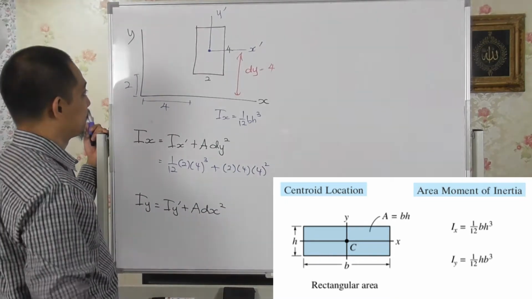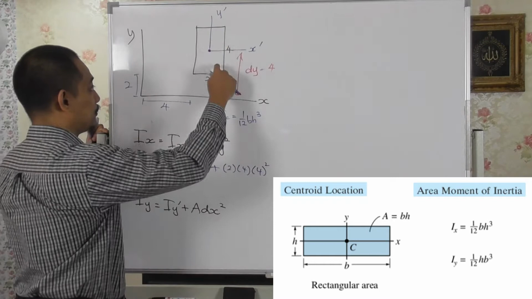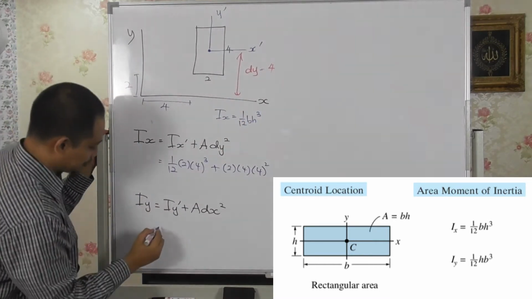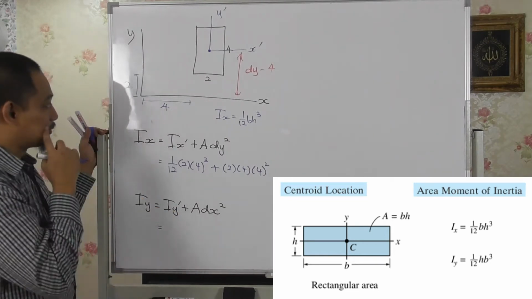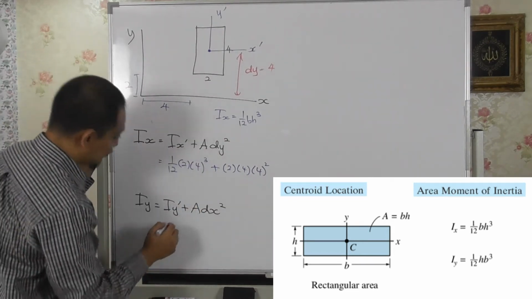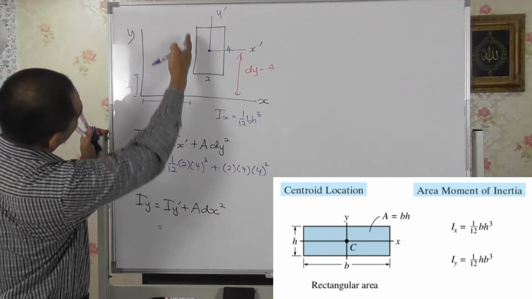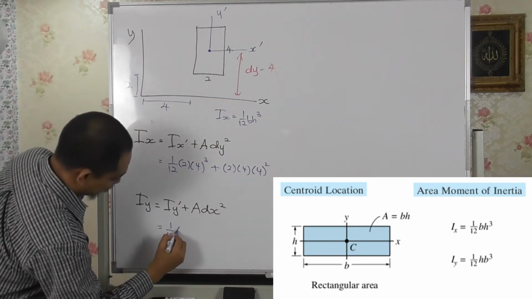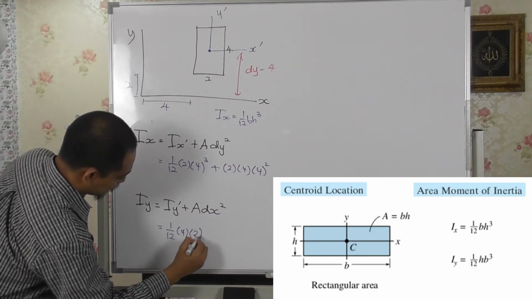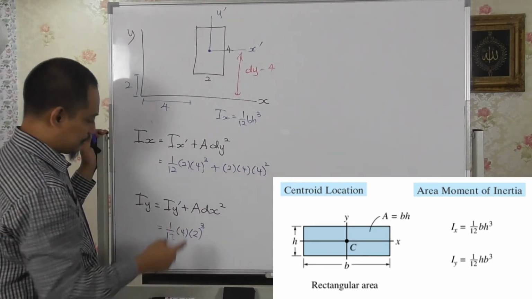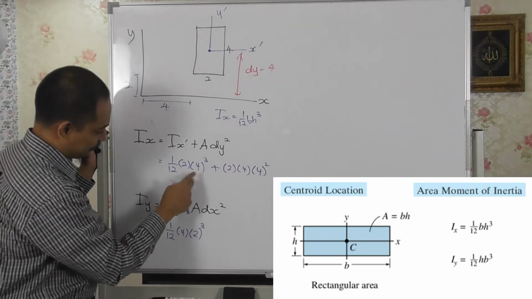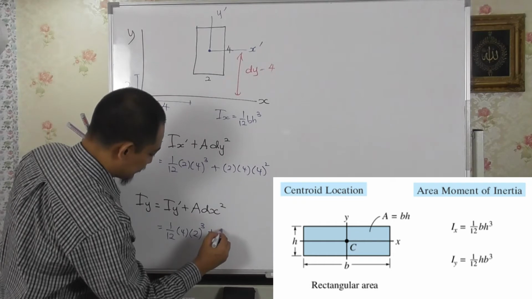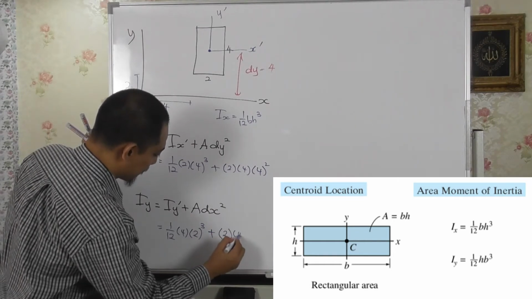So you have 4, because this is 2, 2. So this 2 plus this 2 becomes 4, right? So if you do this one, IY, even if I just memorize this one, I can just look at it that way. So this is my base, this height, so 1 over 12, 4, 2 cube, right? Another way is normally you can realize that it's just flipping the 2, right? And then plus the area is still the same, 2 times 4.